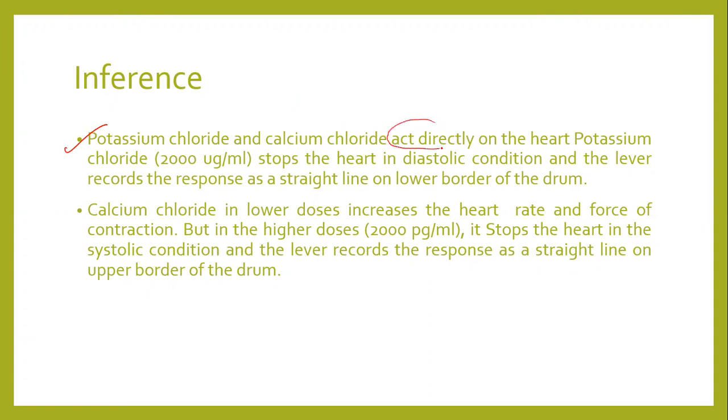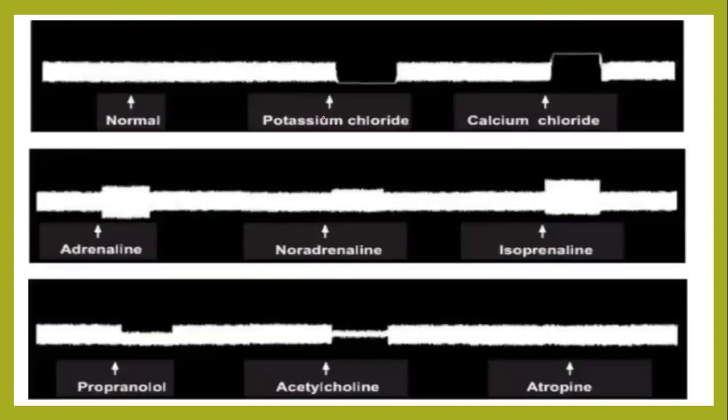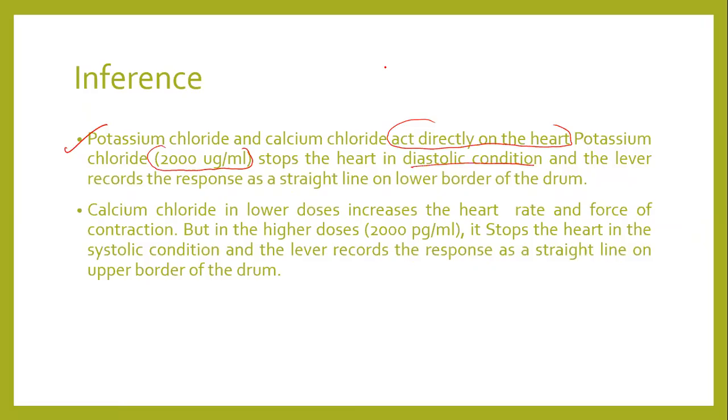The inference about this particular experiment is that when we give potassium chloride and calcium chloride, they act directly on the heart. The potassium chloride we have given is 2000 micrograms per ml. It stops the heart in diastolic condition. That's why, as you have observed, when we give potassium chloride, it stops the heart in diastole. So the lever records the response as a straight line on the lower border of the drum.